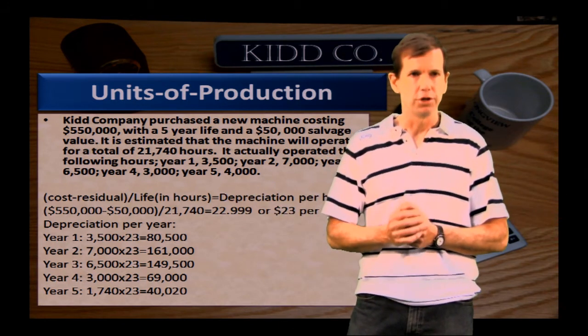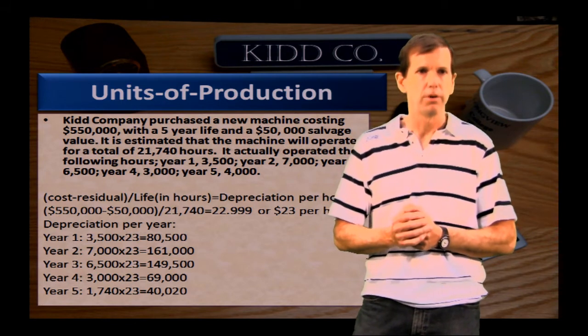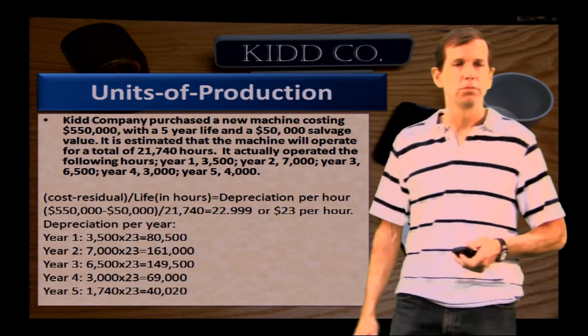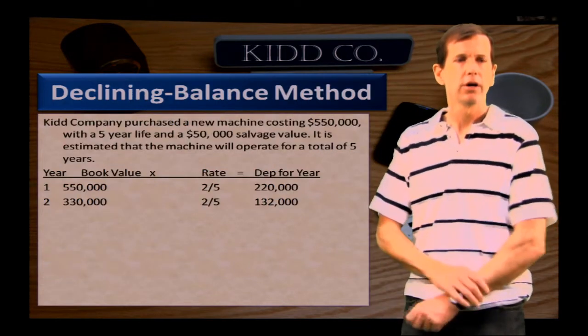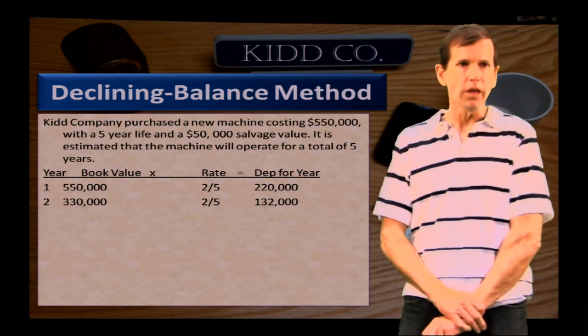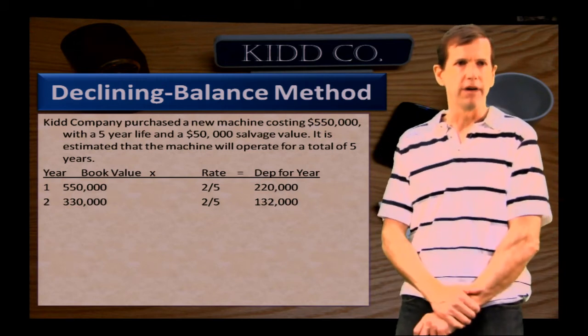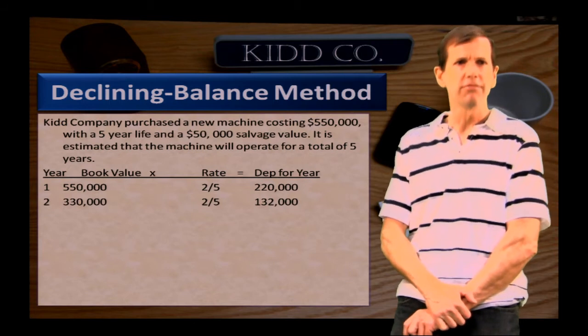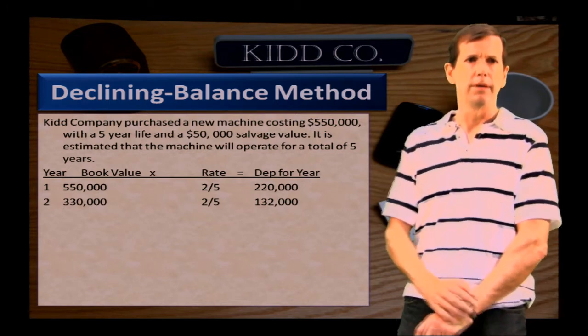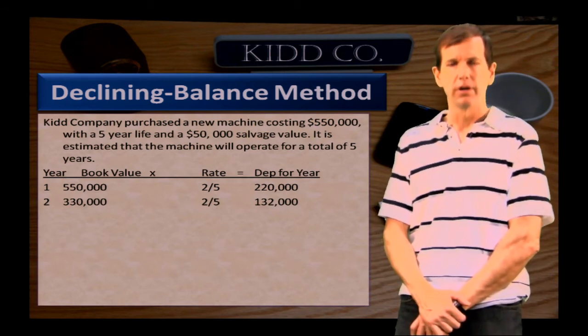Keep in mind, depreciation is only an estimate. We're estimating as best we can. All right, so that's units of production. Let's move on to our third method called the declining balance method. This method, again, we're going to use the same numbers, 550,000, 5-year life, $50,000 salvage value, and back to estimating that it'll last for 5 years.